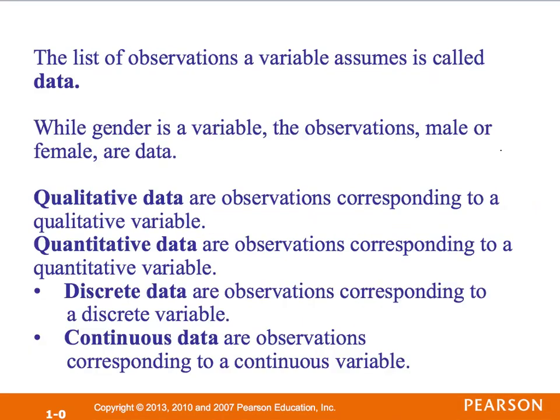Now, the list of observations a variable assumes is called data. So just to give you a sense of how we use the different terms, while gender is a variable, just like height is a variable, eye color is a variable, the observations, male or female, are data. And then we have all these different types of data which go along with the types of variables. Qualitative data are observations corresponding to a qualitative variable. Quantitative data are observations corresponding to a quantitative variable. And then, of course, that can be broken down into discrete data and continuous data.